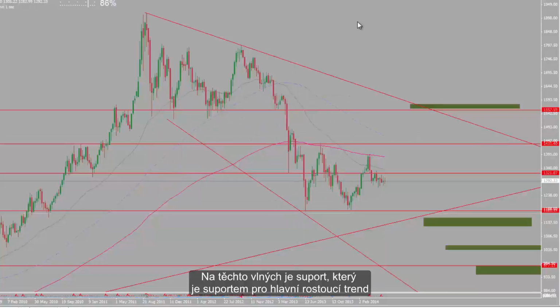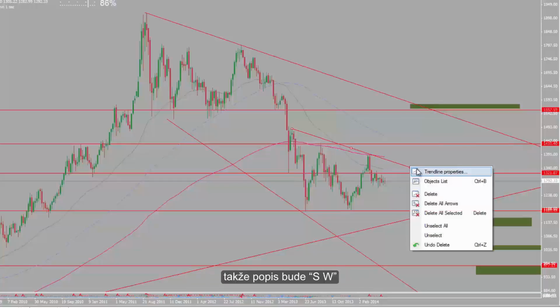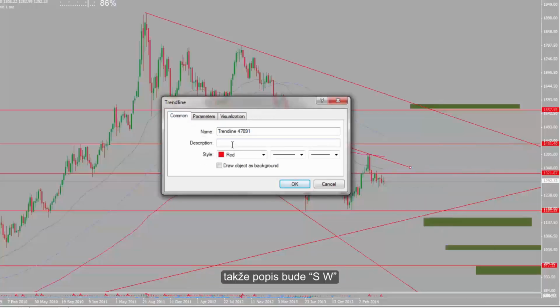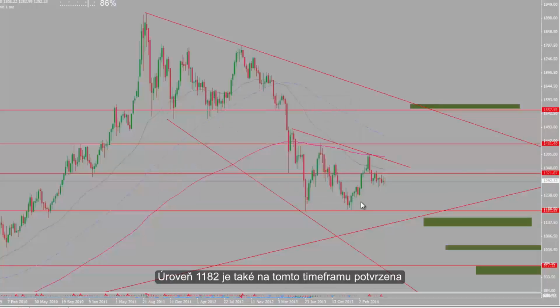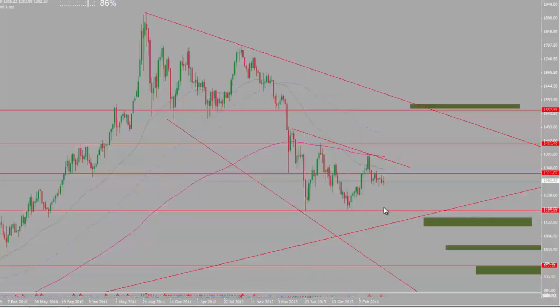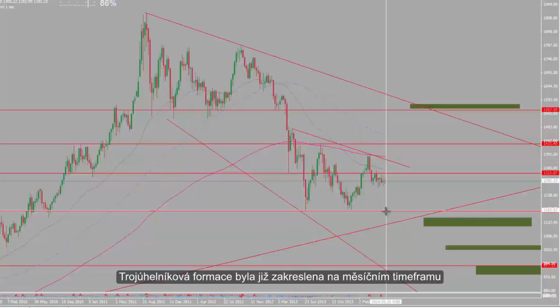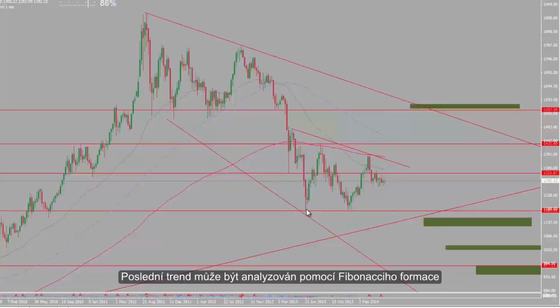There is a support line on these waves, which is considered a supportive line regarding that main upward trend. Thus, in the description field, SW can be entered. The level 1182 is confirmed on this time frame too. The triangle pattern was already drawn in the monthly time frame. The last trend can be analysed through the Fibonacci pattern.